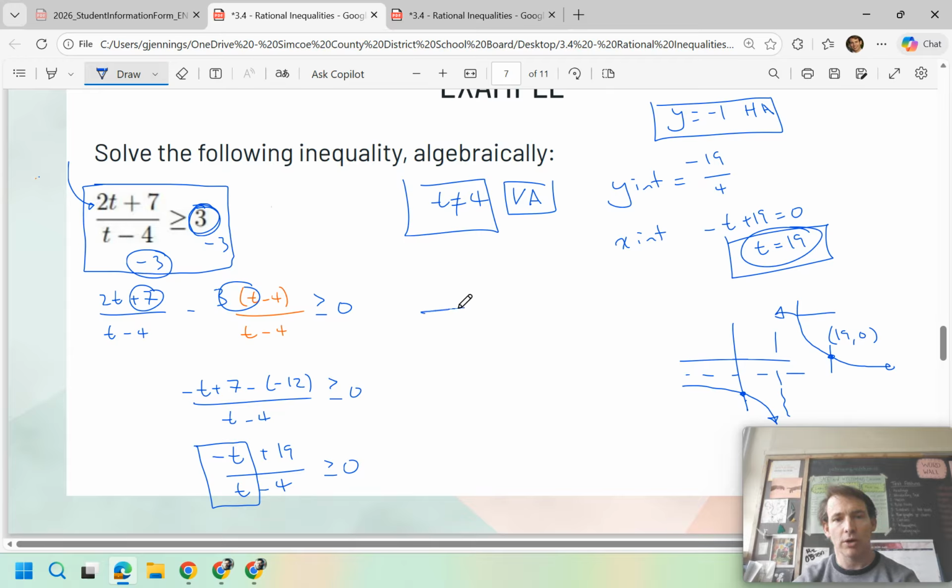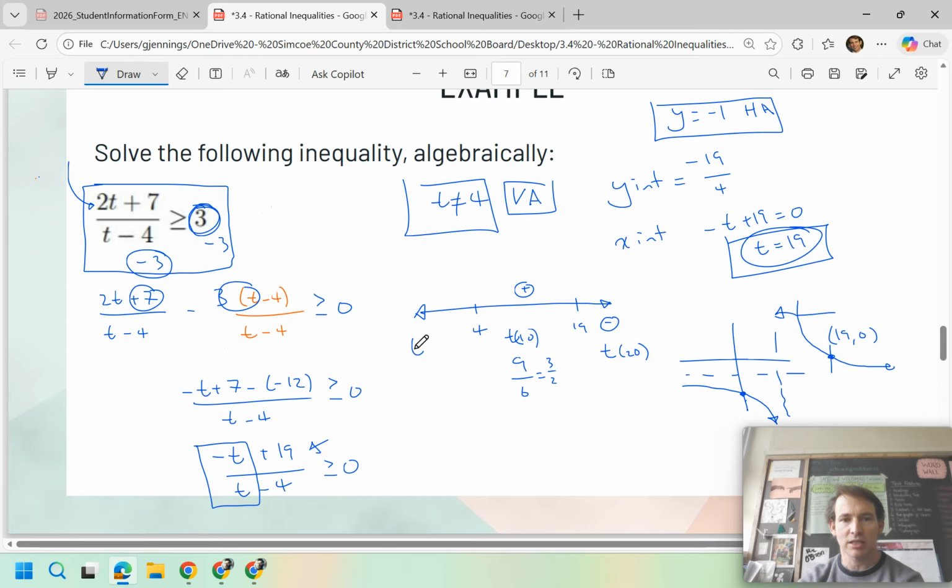We have here our thing that we're going to test. We have the points 4 and 19. If I test t at 20, down here, I have minus 20 plus 19 is minus 1 over 16. So this is minus 1/16, so it's definitely negative in this range. In between here, let's test t at 10, because multiples of 10 are easy to test. Minus 10 plus 19 is 9, and 10 minus 4 is 6. So that's a fancy way of saying 3/2, but that is certainly positive, so we're positive in this range.